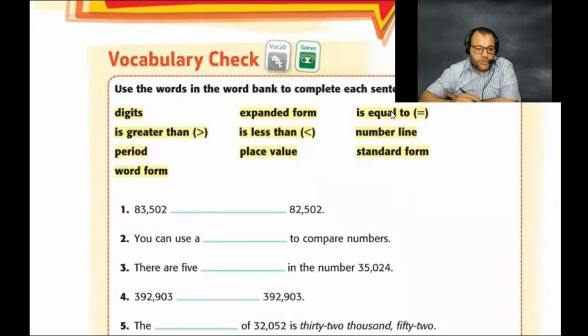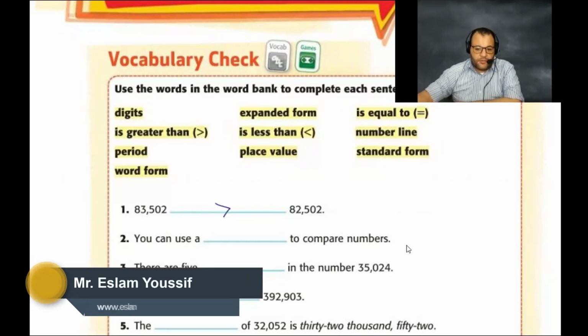Question number one, we need to use the words in the word bank to fill the gaps here. So Taki, can you solve number one with me? Number one, 83,502. So what is the answer here for the first one? Greater than. It's greater than. Thanks, Taki. Okay, the second one, number two.